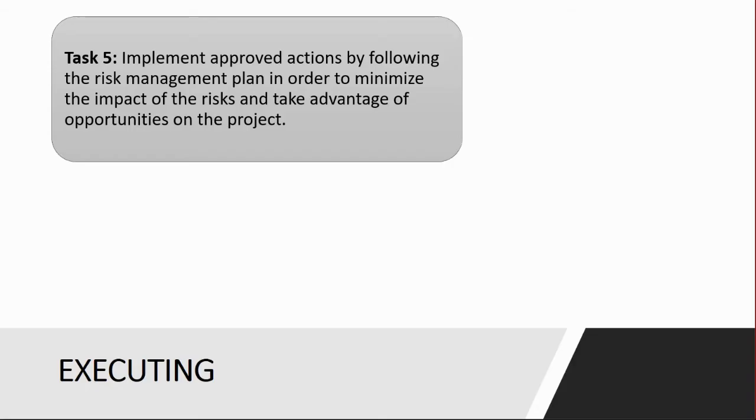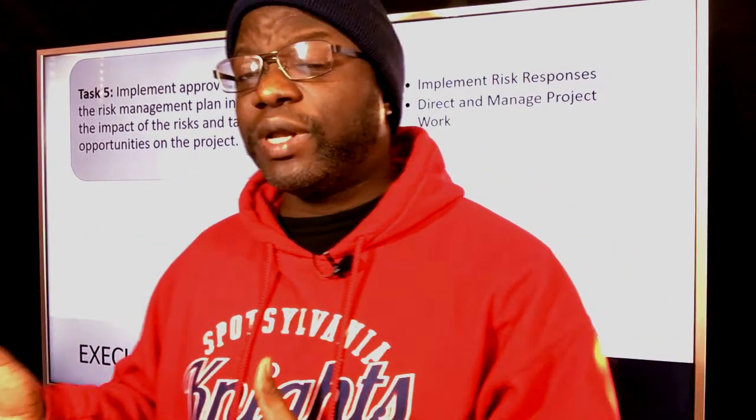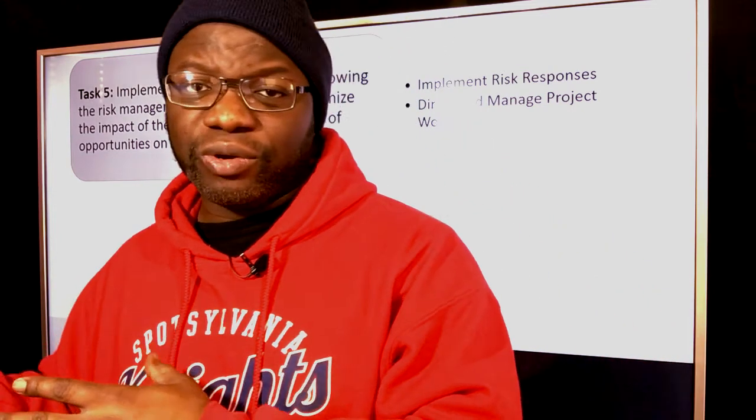So implement approved actions by following the risk management plan to minimize the impact of risks that have been identified and take advantage of opportunities on the project. How do you take advantage of opportunities on the project? By following the risk response planning in your risk register. And that is done in a new process known as Implement Risk Responses. So in the 5th edition, we do not have Implement Risk Responses. We have Control Risks as being a catch-all for everything that happens after Plan Risk Responses.